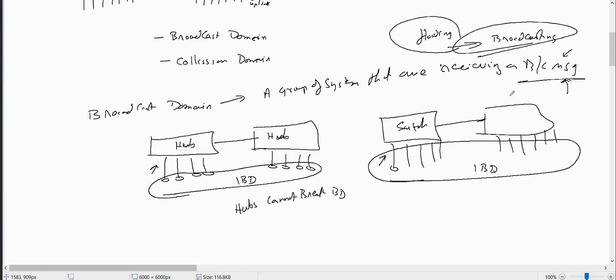A broadcast message is a specific type of message where the destination is 12 Fs. It's a very specific destination. I'll ask you these two questions, and if you get the answer correct, we understood the difference between these two. First question. A system is broadcasting a message. Who is the destination?